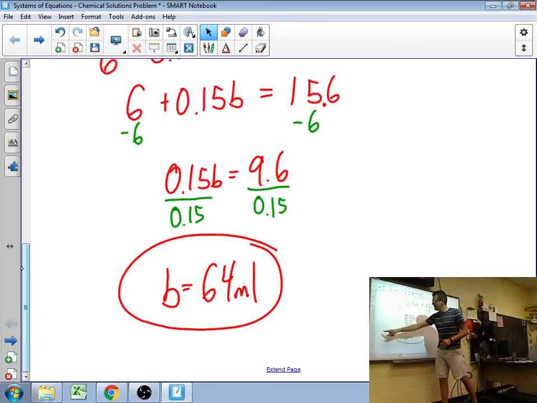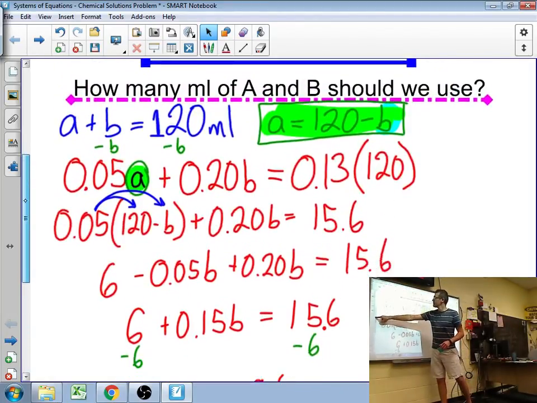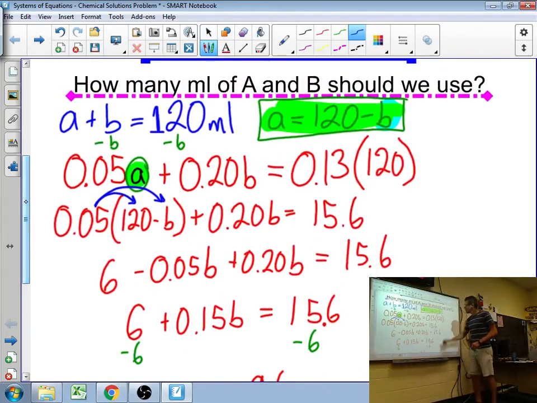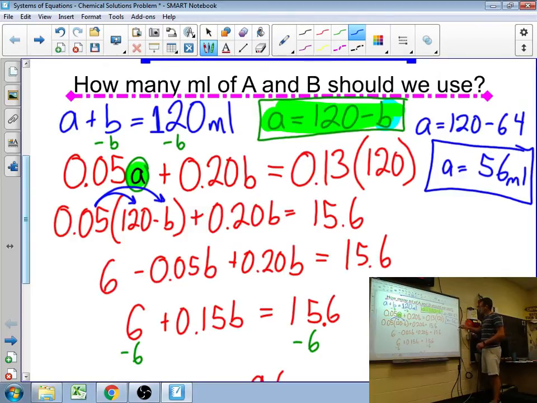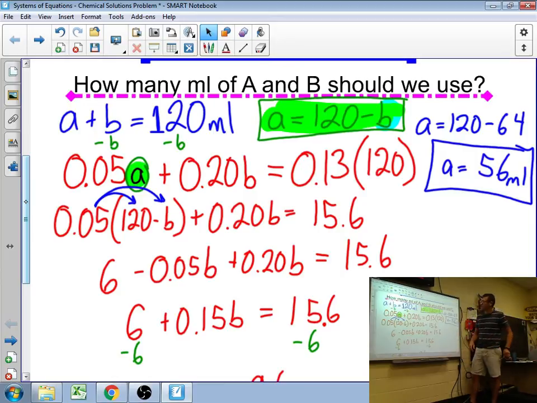I can then take that B back up to my expression that I had for A and say, well, if A equals 120 minus B and B is now 64, I can replace that and now find out that A is equal to 56 milliliters. And 56 and 64, I do, in fact, get 120, so we know that our math is correct.